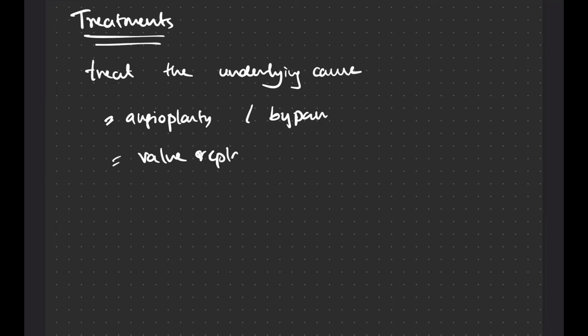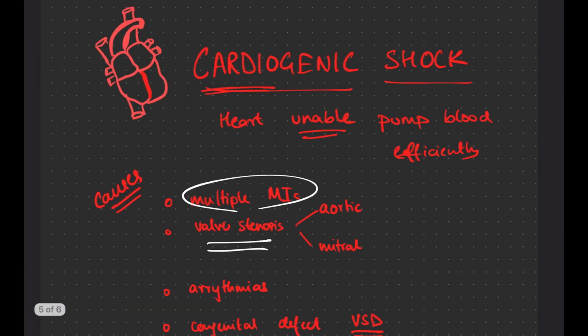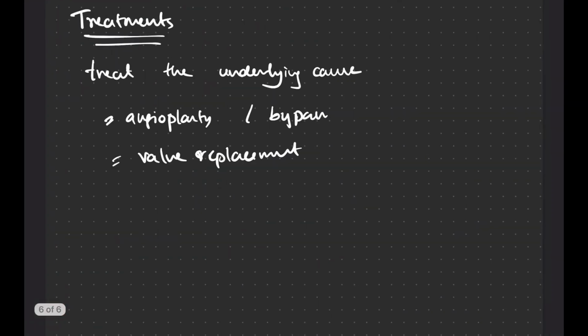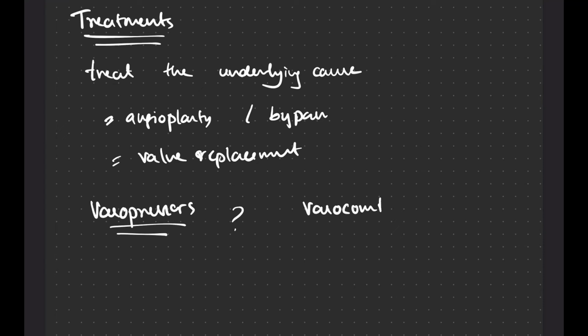Sometimes human valves are replaced with valves of cow or pig. It's called bovine valve replacement surgery. Anyway, so we basically treat the underlying cause, and in the meanwhile we can give vasopressors. What are vasopressors? They're basically agents which cause vasoconstriction. It will help in circulating the blood. So what is an example of a vasopressor?